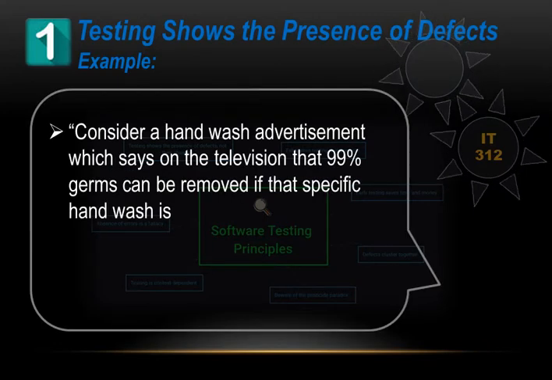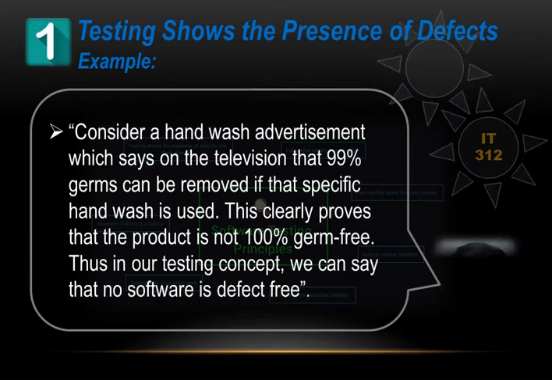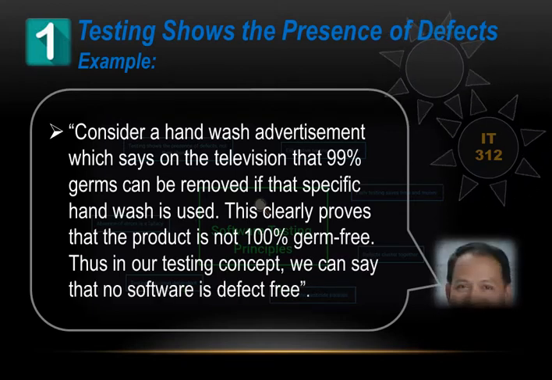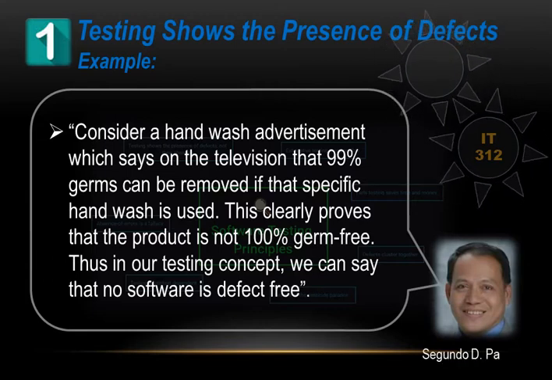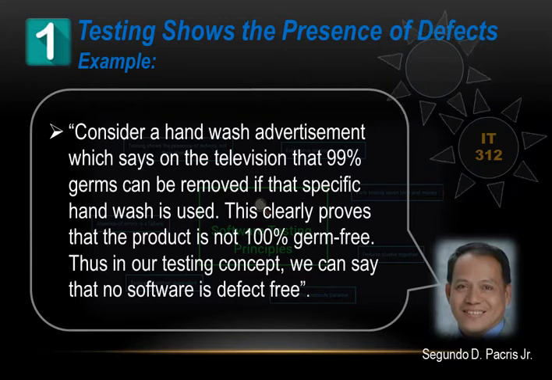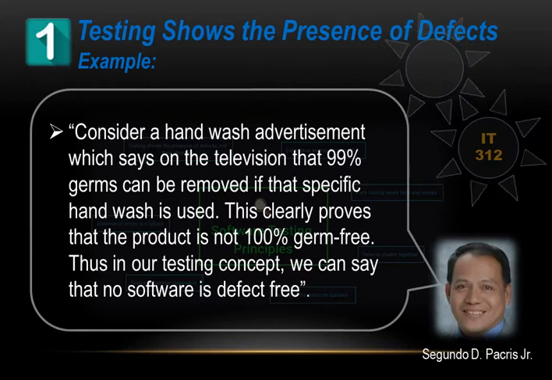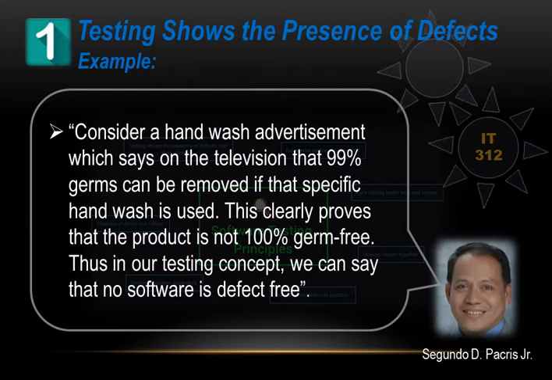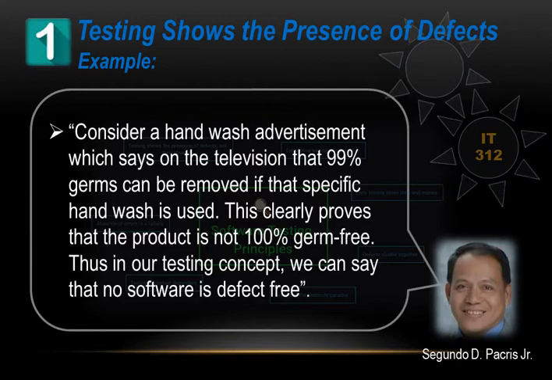For the example of number 1, consider a hand wash advertisement which says on television that 99% of germs can be removed if that specific hand wash is used. This clearly proves that the product is not 100% germ-free. Thus, in our testing concept, we can say that no software is defect-free.